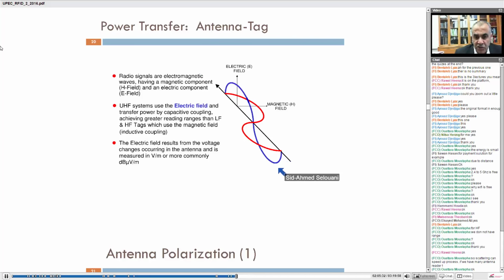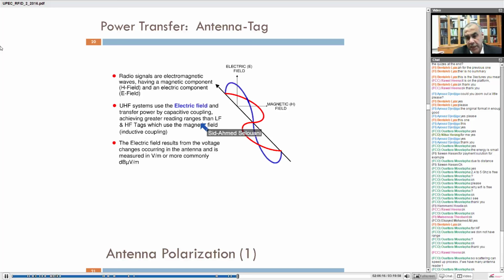I told you that I use B and H for the magnetic field, so sorry, here is H. Just to recall, the electric and the magnetic fields are perpendicular. This is the direction of travel of the wave. Very important: the polarization here is vertical. The UHF system uses the electric field to communicate, and the LF and HF use the magnetic field.